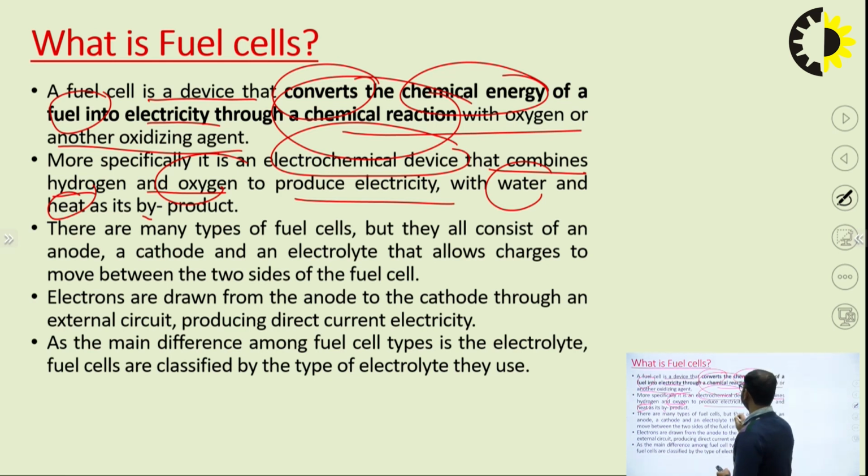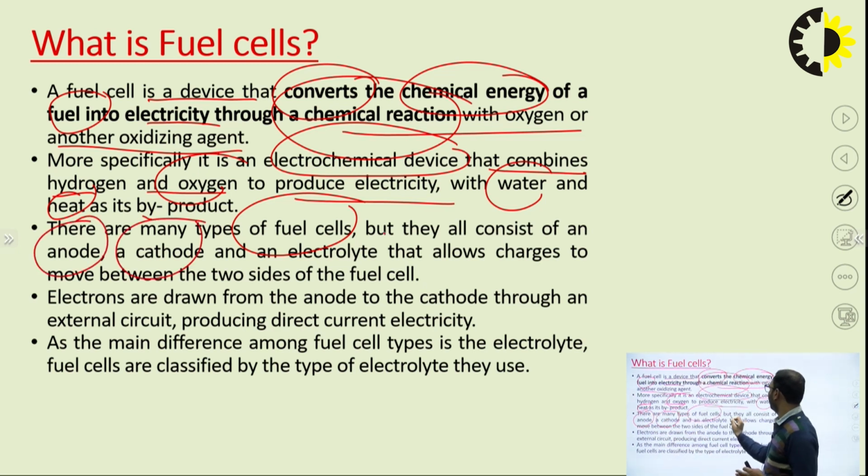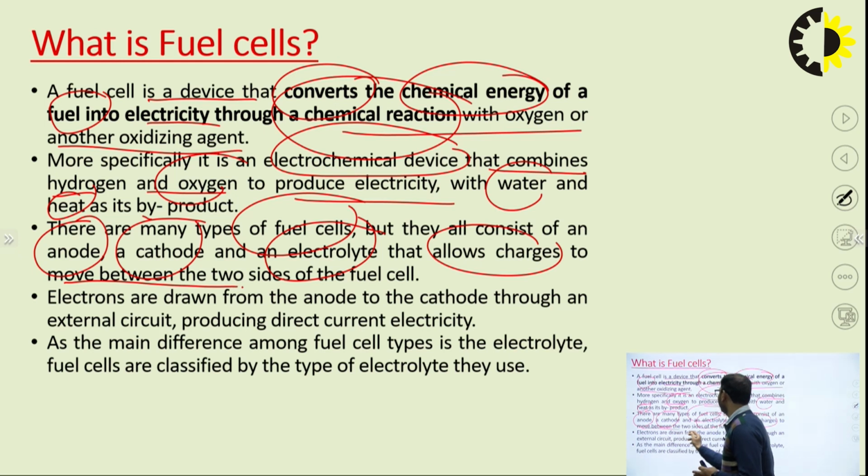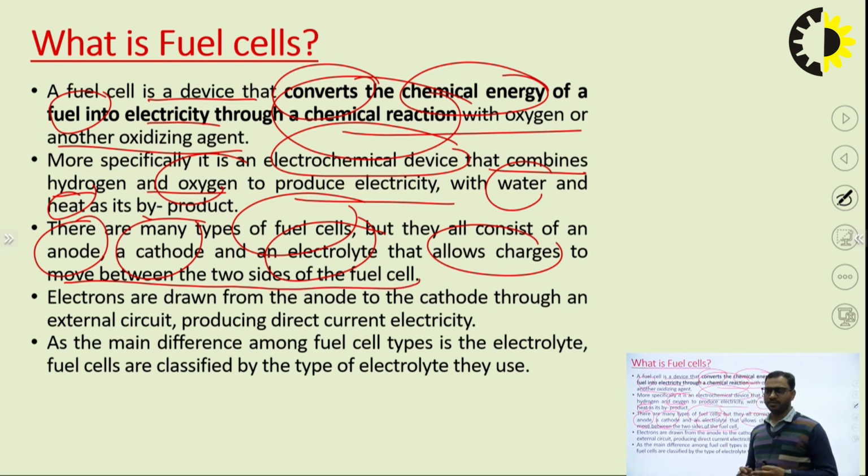Then there are many types of fuel cell, but all consist of three main parts. One is anode, another one is cathode, and third one is electrolyte. Means these three parts are present in every type of fuel cell. So, these three parts allow charges to move between the two sides of the fuel cell.